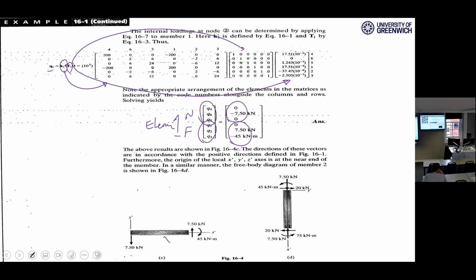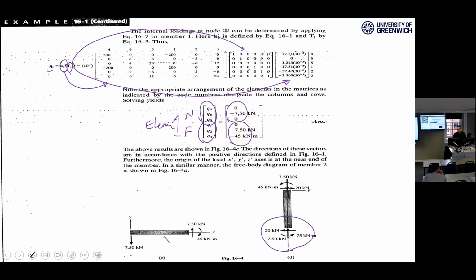You can show the free body diagram like this as well for the elements. This is for beam, this is for column. The forces at both ends. Right? So these are the same as the fixed support reactions as well, the bottom of the column, aren't they?